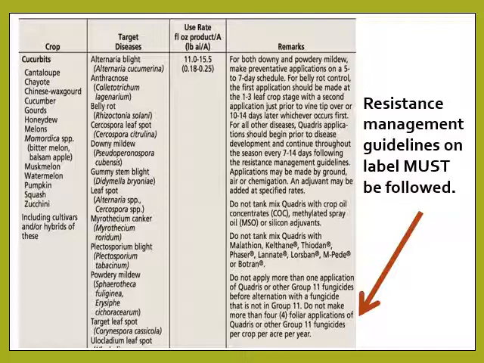Typically, the label is going to have some informative resistance management guidelines. And keep in mind that because they're on the label, that makes them a legal requirement. They must be followed. For example, when you're looking at these group 11s, they have this requirement: do not apply more than one application of Quadris or any other group 11 fungicide before alternation with a fungicide that is not group 11. Also, do not make more than 4 applications of group 11 fungicides per crop per acre per year. So that's telling you, when you get to that level of selection intensity, you're going to be selecting for resistance. Therefore, make sure you're alternating to different groups.